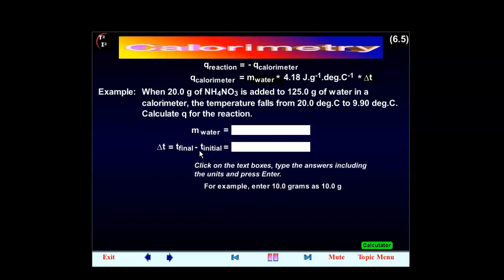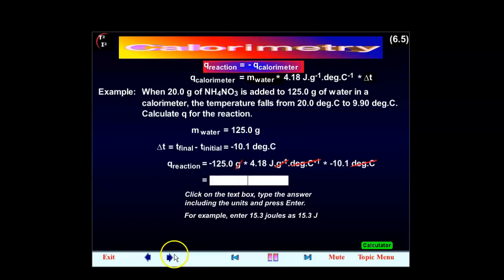These are the way you're supposed to set up your problems. Get your data. The data you need to solve the problems are very crucial. Get them ready before you move on so that you can easily pick them from that section. So these are the values from the question right here. Then your Q reaction will be negative 125 times 4.18, the specific heat capacity of water, joules per gram per degree Celsius, multiplied by negative 10.1 degrees Celsius. Then you type in your answer right here inside the box.